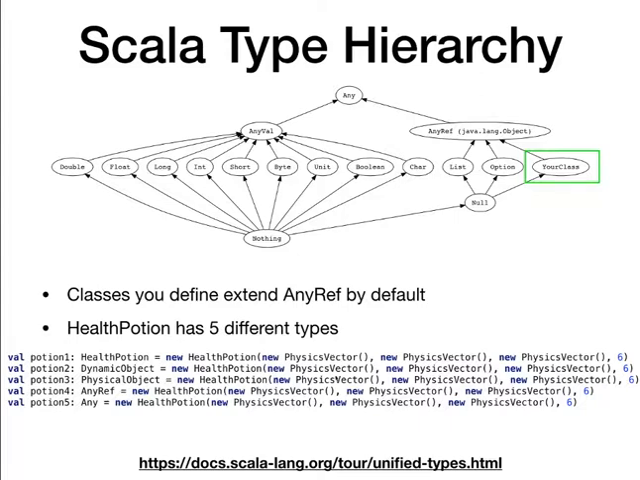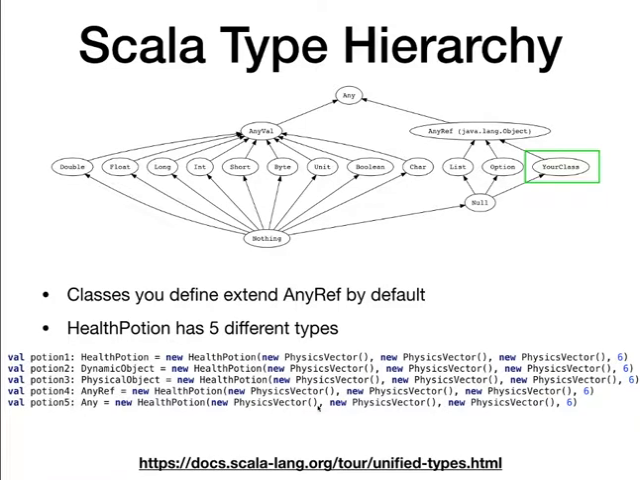So my health potion has 5 different types here. It's a health potion, it's a dynamic object, it's a physical object, it's an inanimate object, it's an AnyRef and it's an Any. It has 5 different types, take it for whatever it's worth. We'll talk about what this means, why we would use these 5 different types today.